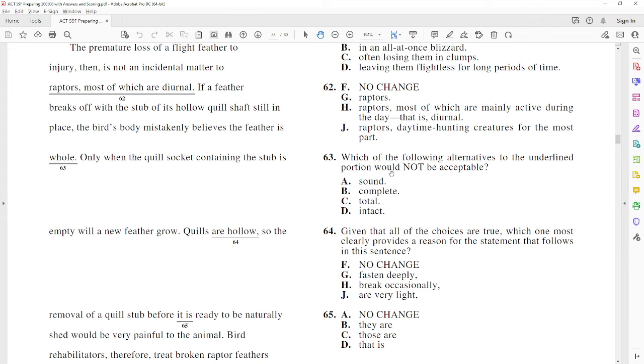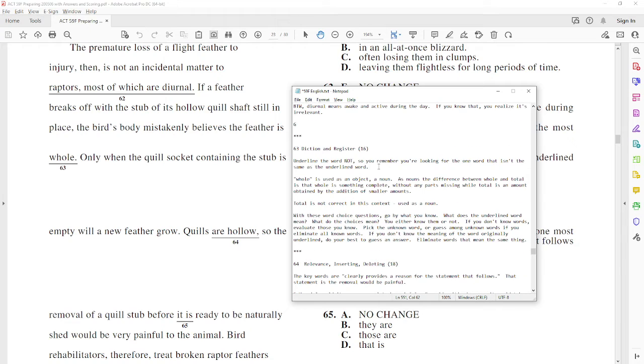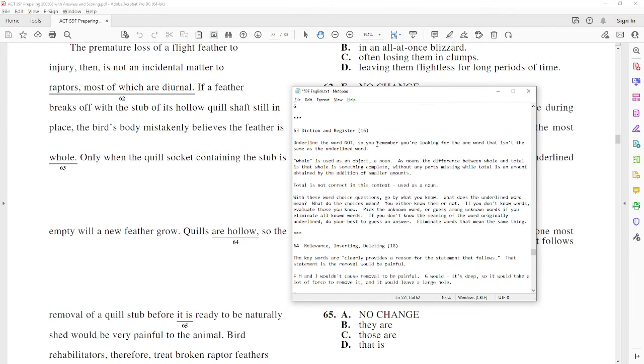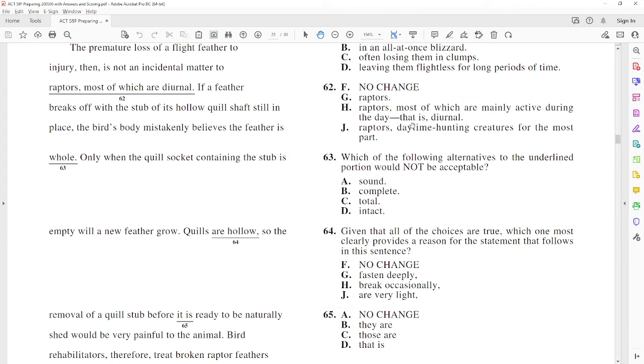A, sound means intact. Whole in this context. So that one works. Complete. Yeah. Believes the feather is complete. The feather is total. Well, total means the whole thing, but not in this context. This is about diction and register, I think. Let me look and make sure I said that. 63 is about diction and register. So I would say diction and register, chapter 16.